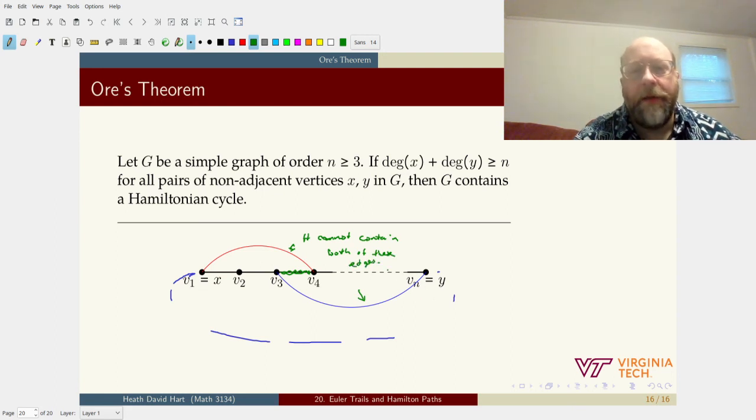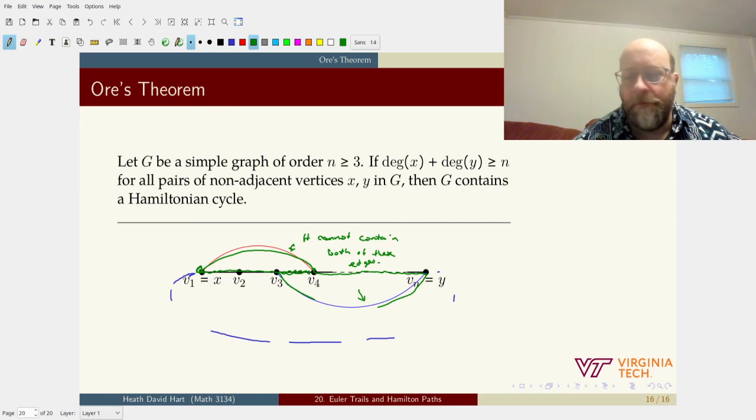And here's why. If it contained both of these edges, we would have a Hamiltonian cycle. And the cycle would go from v1 up through the first vertex, then around to y, then back over through this path to the second vertex, and then back to v1. That would be a complete Hamiltonian cycle. And we're told that H does not have a Hamiltonian cycle.